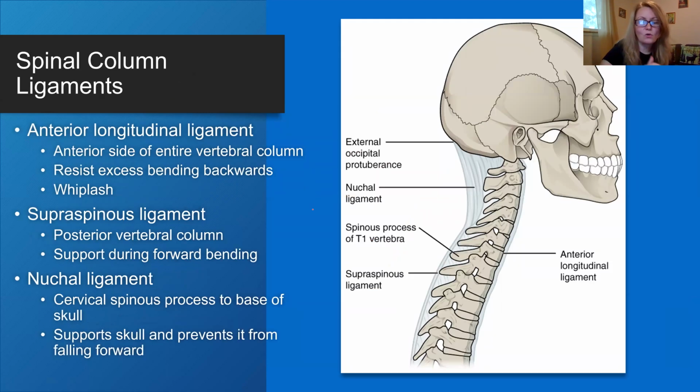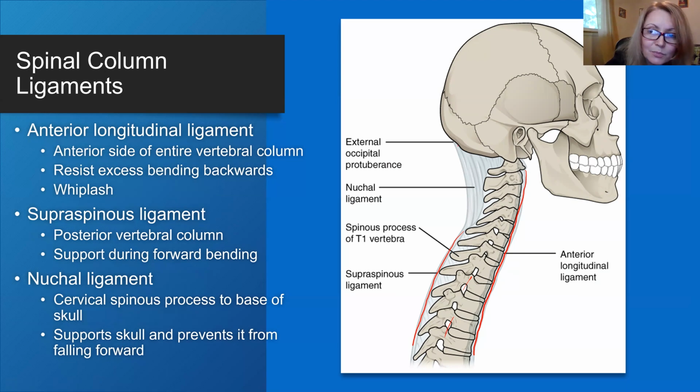Now we do have ligaments that hold vertebrae together. So we have the anterior longitudinal ligament like this one. We do have the posterior longitudinal ligament that would be right here inside. We have the supraspinous ligament, that is this one. It's posterior to the vertebral column and supports during forward bending. And the anterior longitudinal ligament is on the anterior side of the entire vertebral column and resists excess bending backwards. The supraspinous ligament supports you when you bend forward.